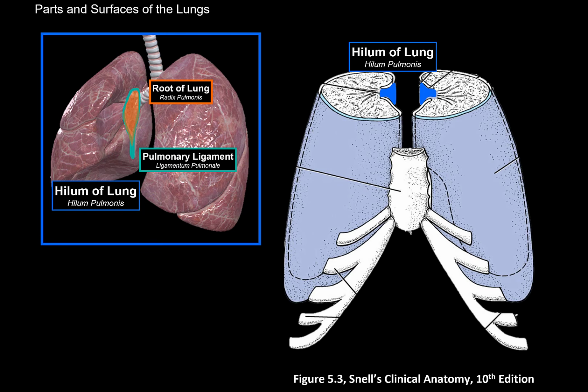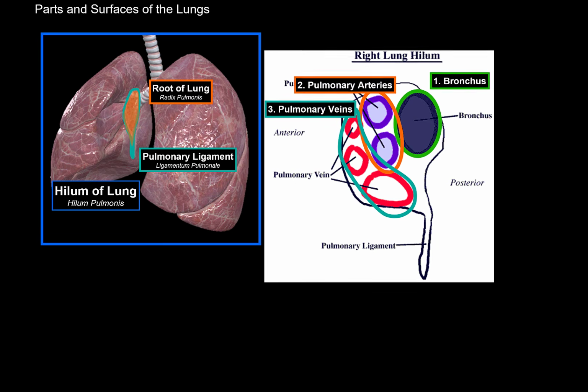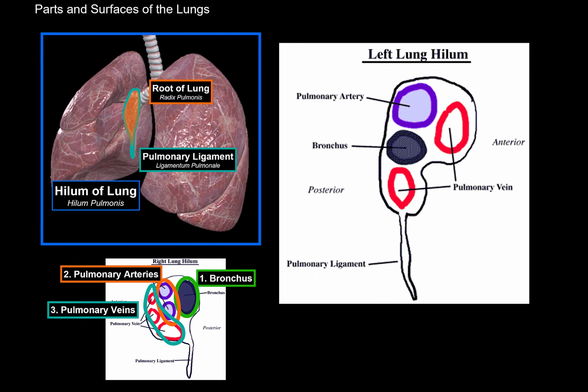And there are actually special arrangements that make the right lung differ from the left lung. In the right lung, the highest structure which enters the lung is the bronchus. Below the bronchus are the pulmonary arteries. Then there are the pulmonary veins. On the root of the left lung, the highest structure here is going to be the pulmonary artery.